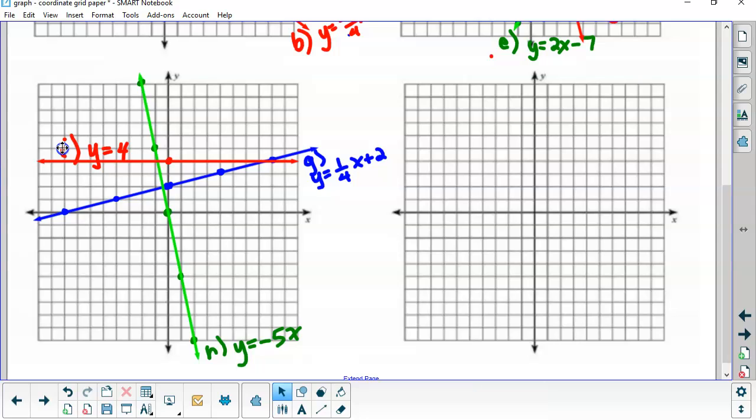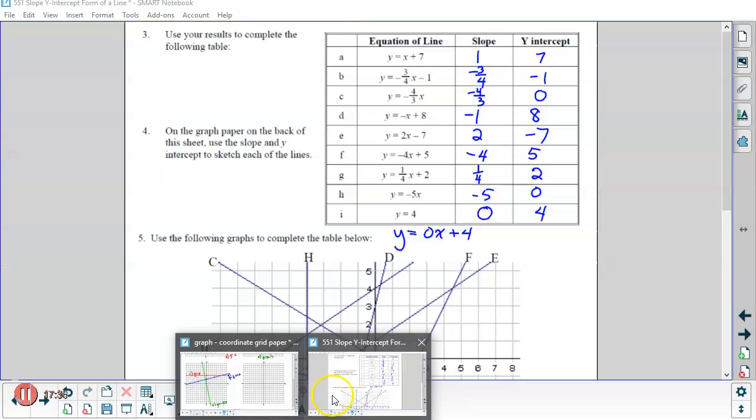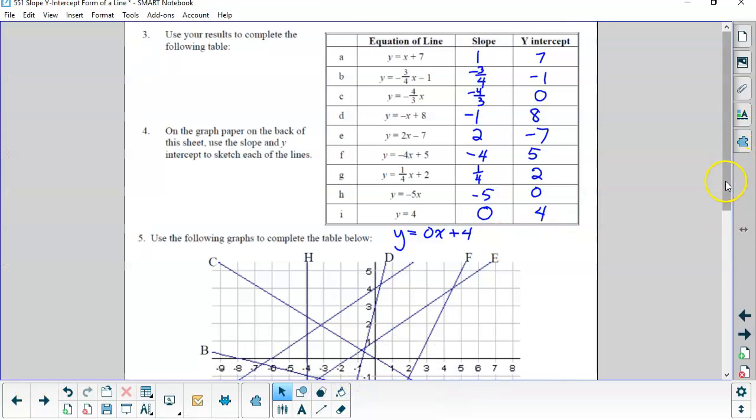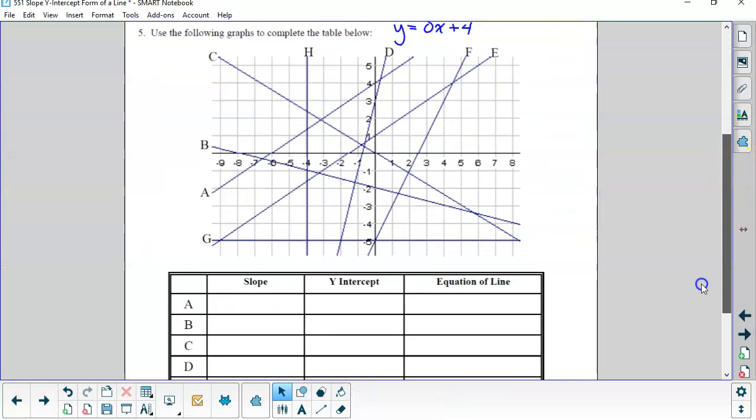Okay, so let's go back to the note sheet and look at question 5. Okay, so again, you're going to come up with the equation of the line. So look for the y-intercept and figure out the slope by choosing 2 nice points.